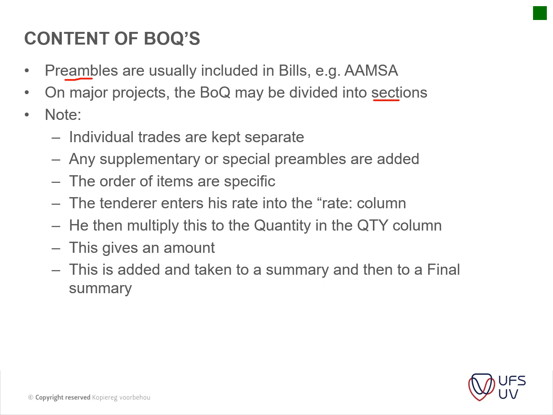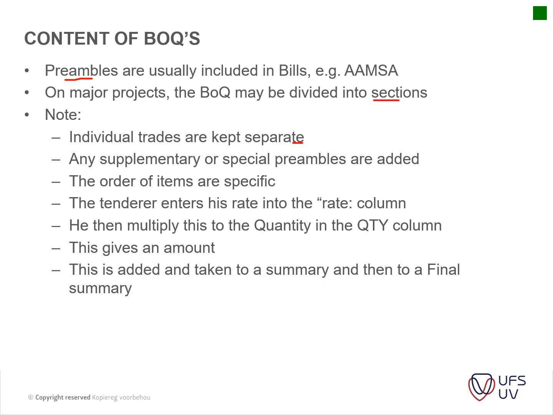It's important to note that individual trades are kept separate. That's what we've been discussing already. So you try not to mix up your trades. For instance, in your plumbing and drainage trade, you might have some excavations included. What it basically states is you try and keep your trades together and group your items together. So if you've got pipe work, you will try and keep your excavations for that pipe work together with your plumbing and drainage.